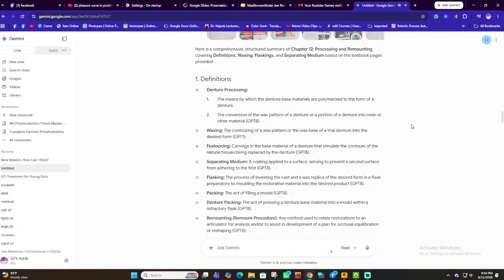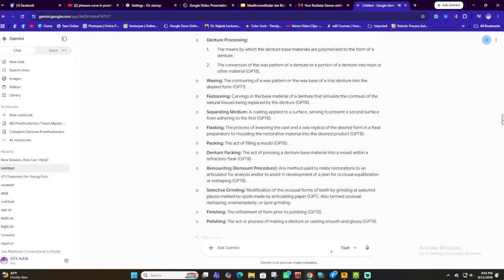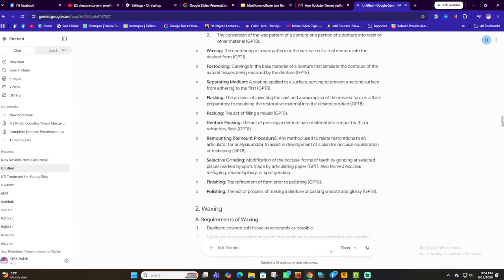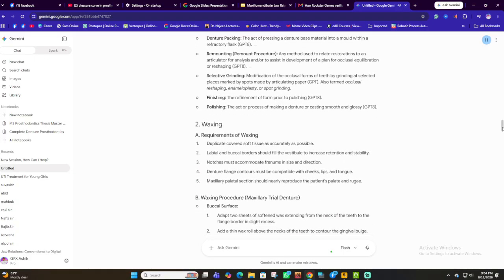Denture packing: the act of pressing a denture-based material into a mold within a refractory flask, GPT-8. Remounting, remount procedure: any method used to relate restorations to an articulator for analysis and/or to assist in development of a plan for occlusal equilibration or reshaping, GPT-8. Selective grinding: modification of the occlusal forms of teeth by grinding at selected places marked by spots made by articulating paper, GPT. Also termed occlusal reshaping, enameloplasty, or spot grinding.